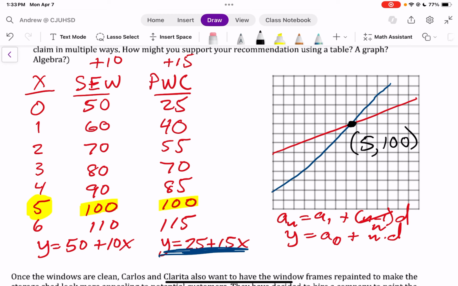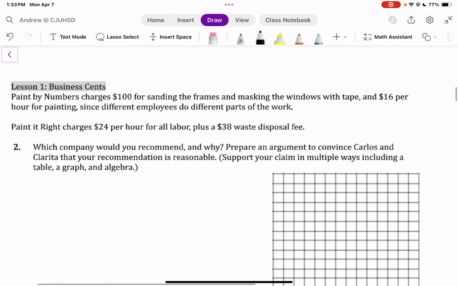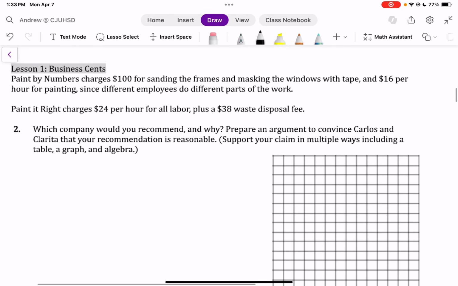Okay, then the next scenario works exactly the same as this one, except with a little twist in the end. So now, as we read the bottom paragraph, they're going to have the window frames repainted, and they're looking at two different companies again. So on to the next page. Paint by Numbers is going to be $100 just to sand the frames, and then it's going to be $16 per hour. Paint It Right company charges $24 per hour, and they've got a $38 waste disposal fee.